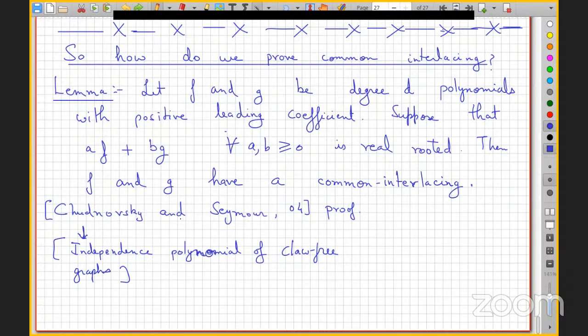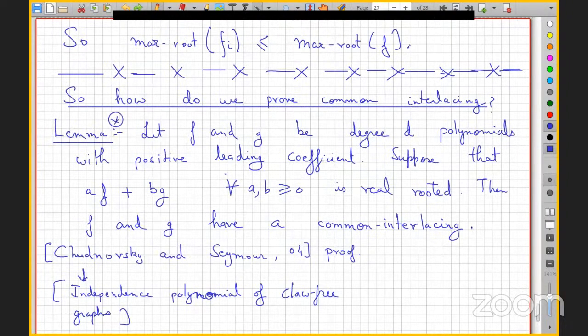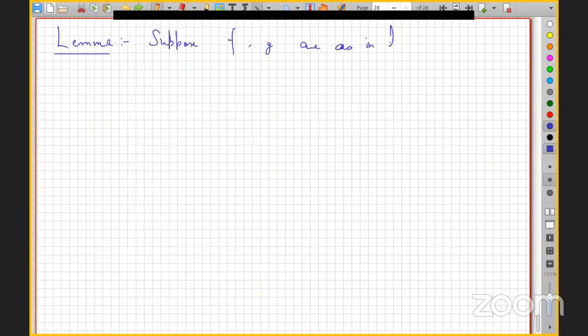Okay, so let's do this. The first thing we will do is prove another lemma, which maybe shows why this kind of thing should be true. Let me call this lemma star. Suppose f, g are as in lemma star. That means they are degree d, with positive leading coefficient, and every positive linear combination is real rooted.